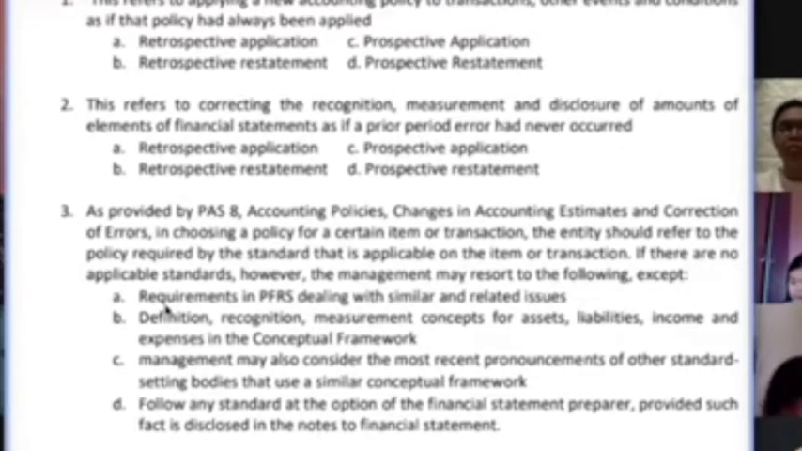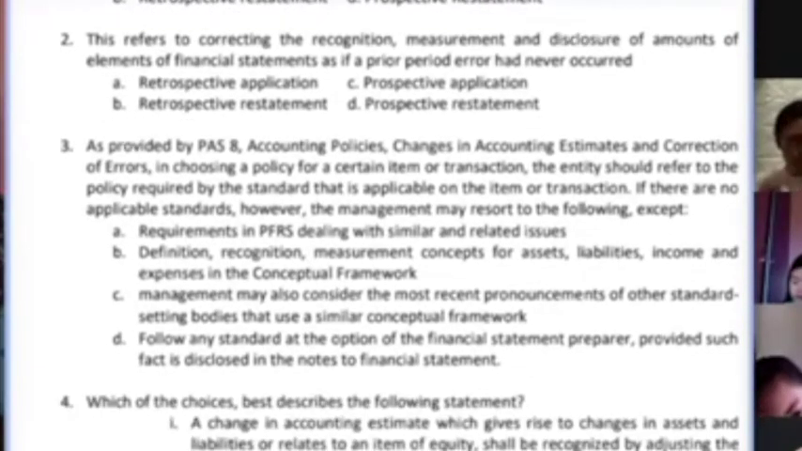Again, class, I've said so much, but the important thing to remember is you follow the hierarchy. First, follow Alpha. If Alpha is not helpful, you go to Bravo. If Bravo is not helpful, you go to Charlie. I hope that's clear to everyone.